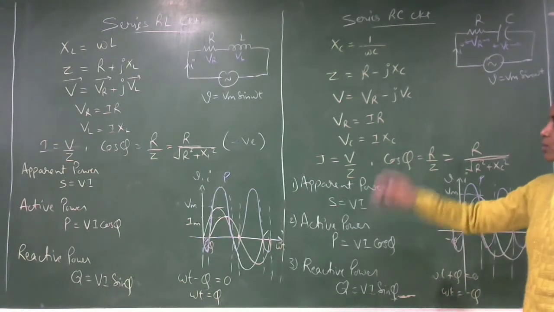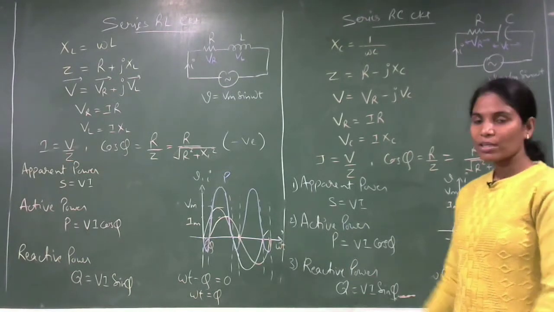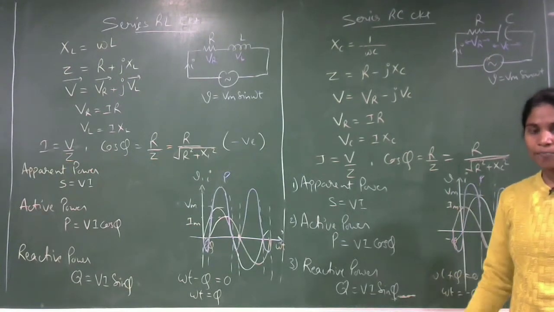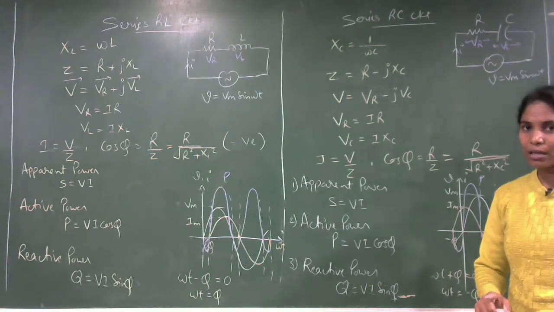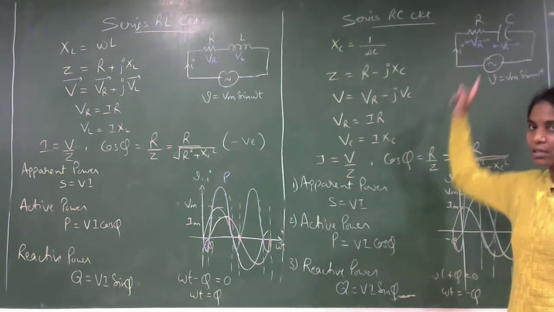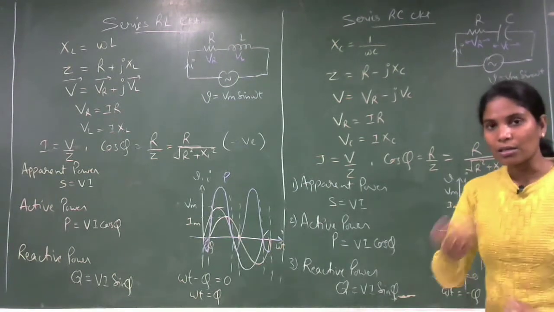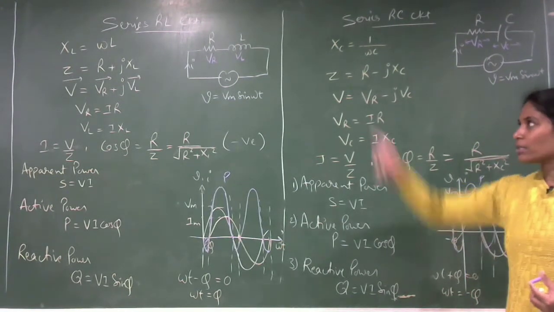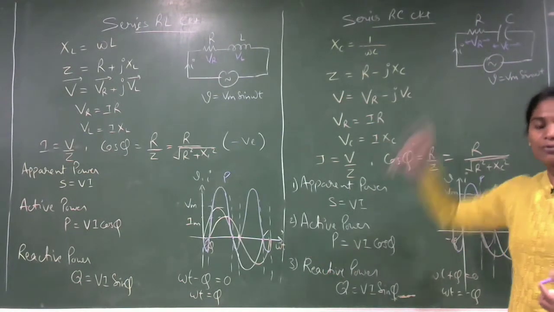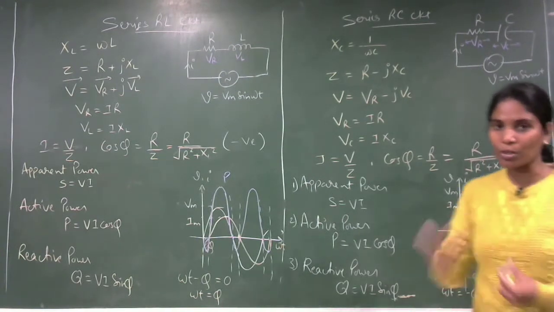So this is about the series RL and series RC circuit. In this manner you have to go through the phasor diagram, how the current leads, how the current lags, that we have seen. If there is a lagging nature of current, that means there is inductance in the circuit. If there is a leading nature of current, that means there is capacitance in the circuit. Similarly, in the opposite form, if there is inductance in the circuit, current will lag the voltage. If there is capacitance in the circuit, current will lead the voltage. We have to remember this.